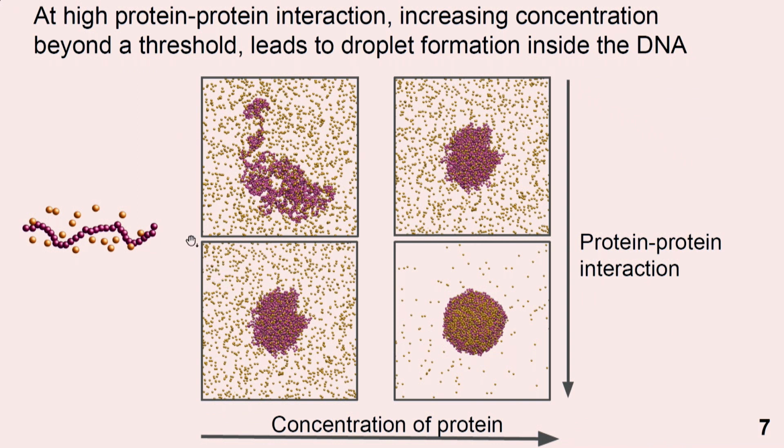In this direction I'm increasing protein-protein interaction, and in this direction I'm increasing concentration. With low protein-protein interaction and low concentration, the chromosome is open. If you increase concentration, it bridges different monomers together. With high protein-protein interaction and low concentration, it's collapsed, but the proteins are everywhere. But if you increase the concentration, they are localized within this DNA, so they form some kind of droplet-like structure here. That effectively reduces the contacts between the monomers.